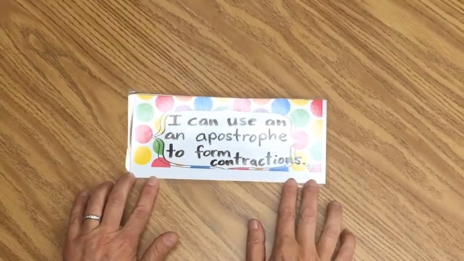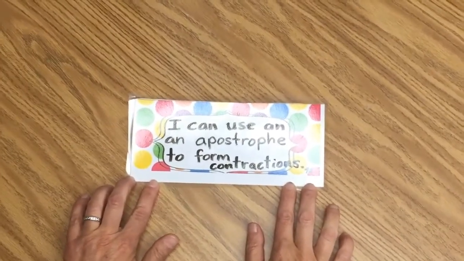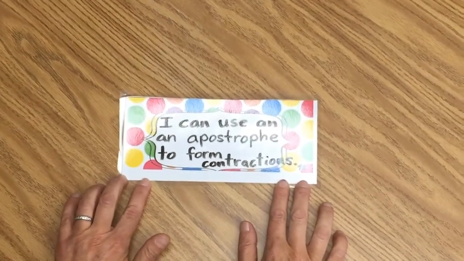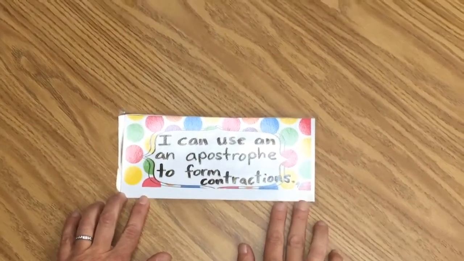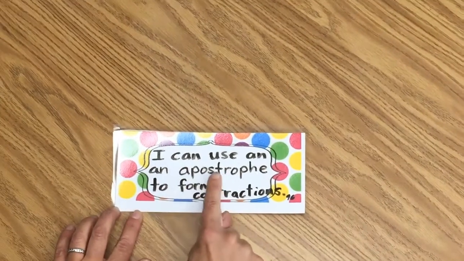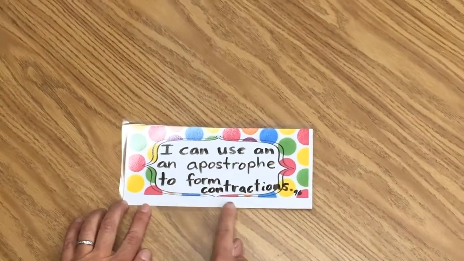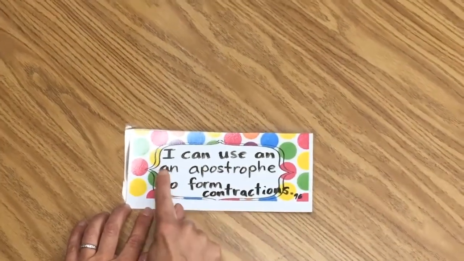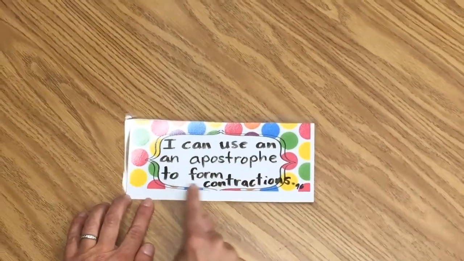Today, our I can statement says, I can use an apostrophe to form contractions. Can you repeat that after me? I can use an apostrophe to form contractions. One more time. I can use an apostrophe to form contractions.